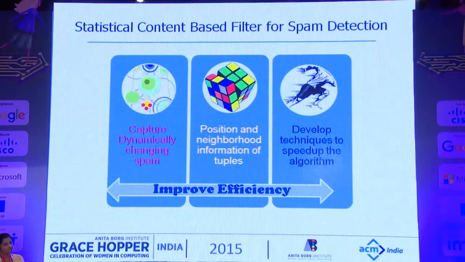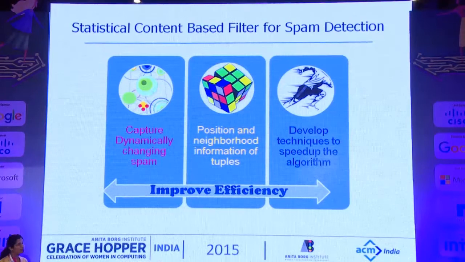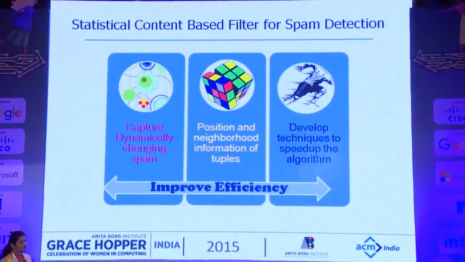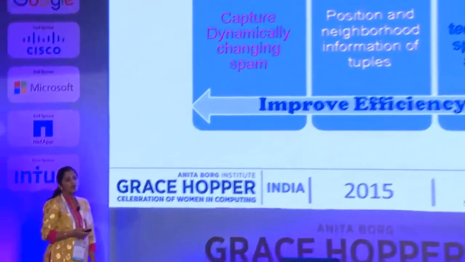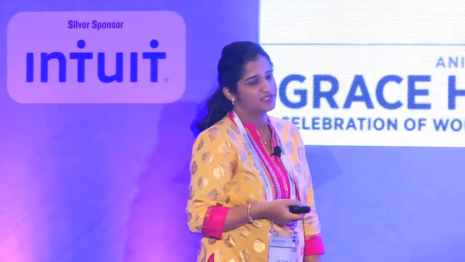To improve the efficiency of this tool, as this is an offline module, we have to increase the efficiency as and when, because spammers upgrade on their own, most probably once or twice a day, depending on your company. You should capture the dynamically changing spam. When we capture it, the position and neighboring information of the tuple changes, so your cluster formation will change automatically. Then once the cluster is ready, we have to check the purity again. When we check the purity, we will have a higher spam detection rate.